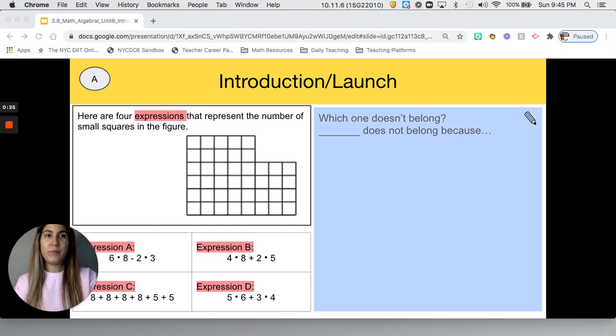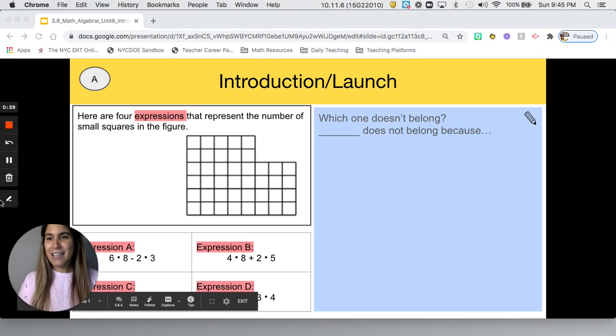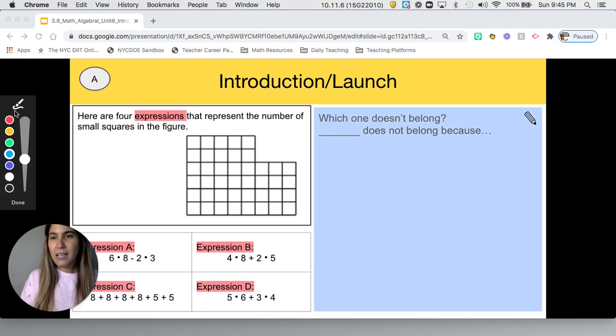Okay, so in the first part, I'm going to highlight this here with my drawing tool. Here are four expressions that represent the number of small squares in the figure. So it's talking about the squares in the figure. The word expressions, these four expressions are right here. Expression A, expression B, expression C, and expression D.